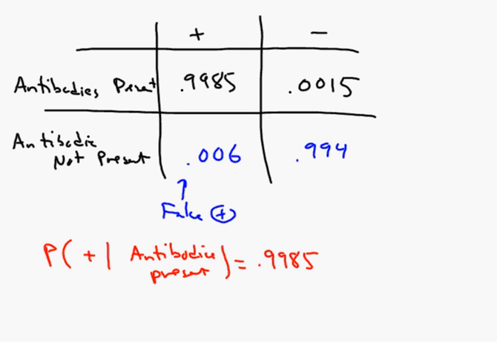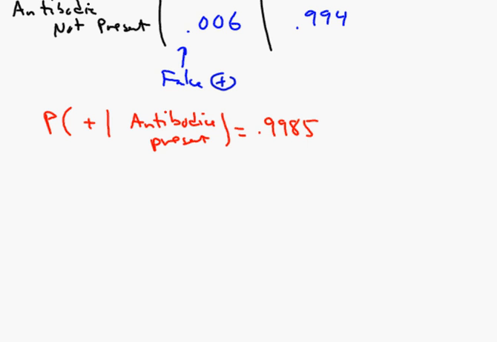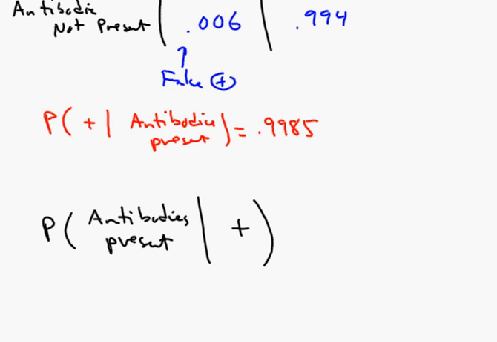Okay, so now, this is what we know about the test. Sometimes this number here is called the sensitivity of the test. So if you read certain medical journals, sensitivity means how likely the test is to detect what you want it to detect. The question we're interested in is the following. We're interested in answering what's the probability that the antibodies are present, given that I tested positive.